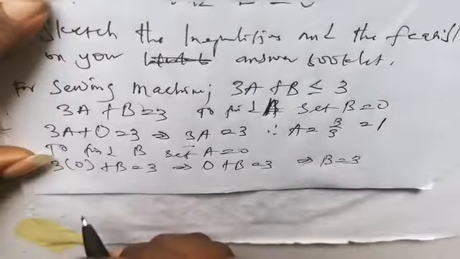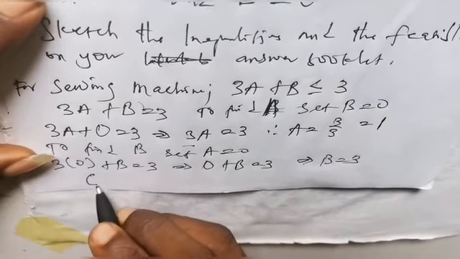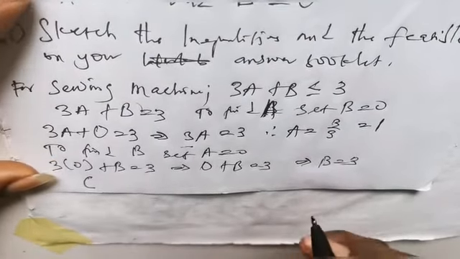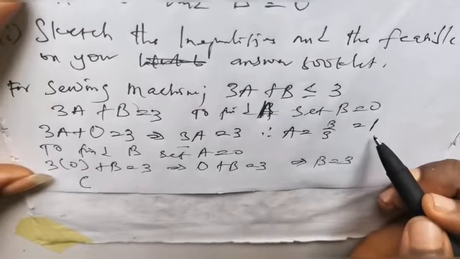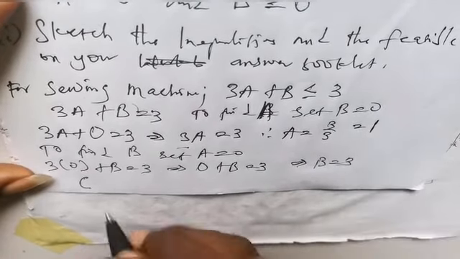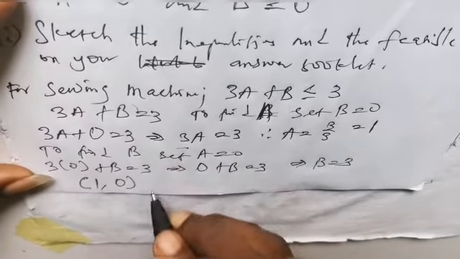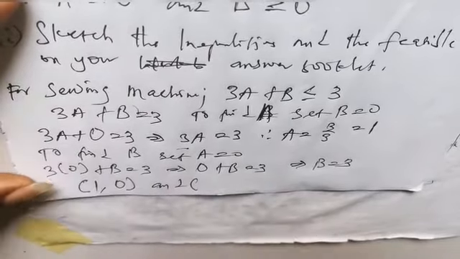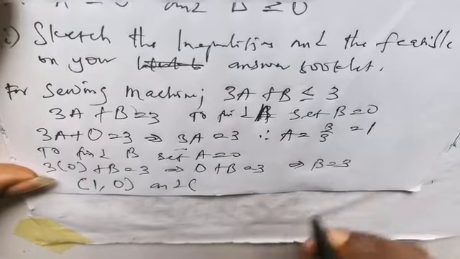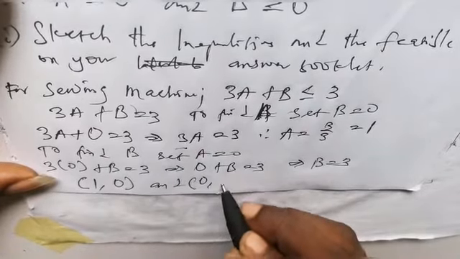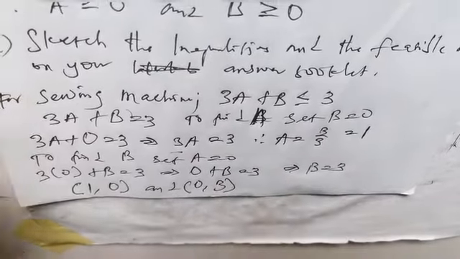Now, what are the coordinates? These are the coordinates. So I have my coordinate value when A is equal to 1, we said B was equal to 0. So A is 1 when B is equal to 0. And when A becomes 0, B is equal to 3. So when A is 0, B is equal to 3. So these are the coordinates.